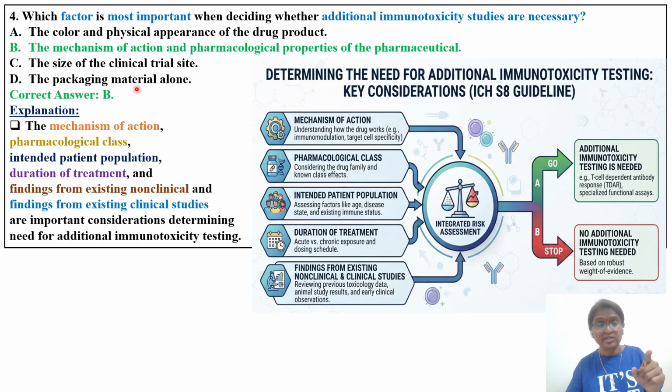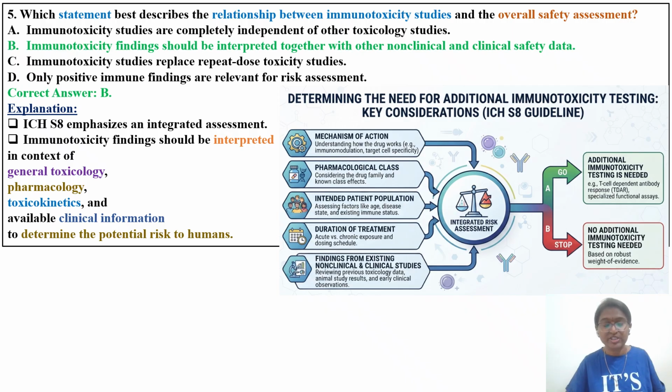So the explanation for the right answer is the mechanism of action, pharmacological class, and intended patient population. We have seen this in that particular section also: in the first year, second slide, duration of the treatment, findings from the existing non-clinical and existing clinical studies are important considerations in determining the need for additional immunotoxicity studies. These are the criteria to decide whether we have to go ahead or stop a particular study. This is called integrated risk assessment. Now we'll see question number five.